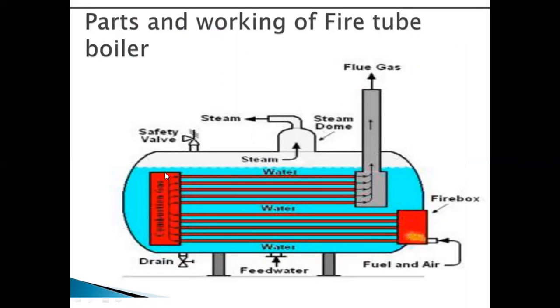This is the working of a fire tube boiler. The furnace releases the hot gases, and these gases flow through the tubes, which are within the drum containing the water. The water gets heated by the temperature of the hot gases, so it generates steam.